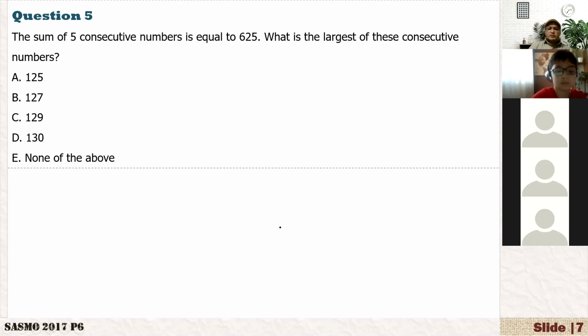Sunay, can you read the question? Okay, Aydın, you read the question. Sum of five consecutive numbers is equal to 625. What is the largest of these consecutive numbers?